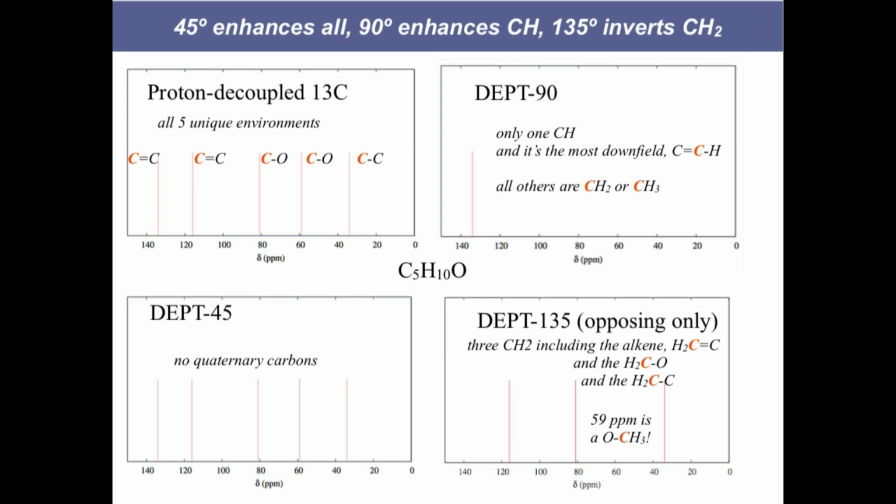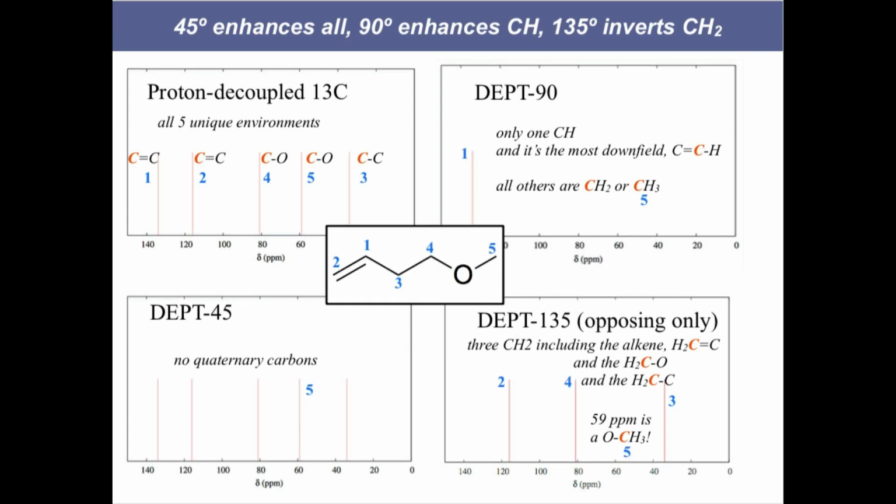So if you put that together, we can determine then that the one peak remaining, the 59 ppm, which we haven't accounted for, is a CH3. That's what's left. That's the one thing we haven't accounted for. And that must be a CH3 on our O. So we've got a CH2 on the O. We've got a CH3 on an O. We've got a CH2 double bonded to a C and a C double bonded to a CH.